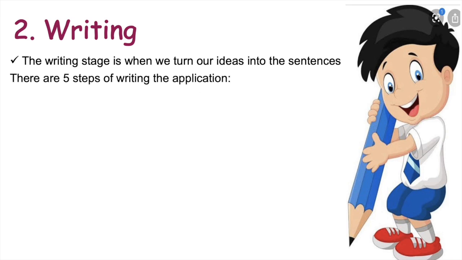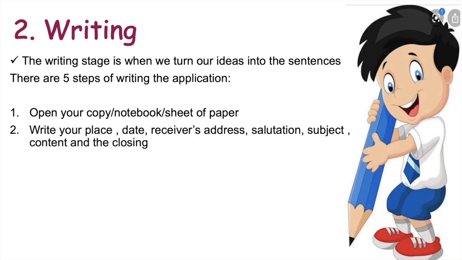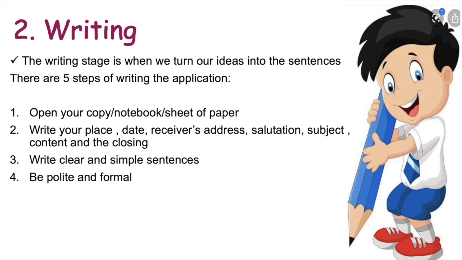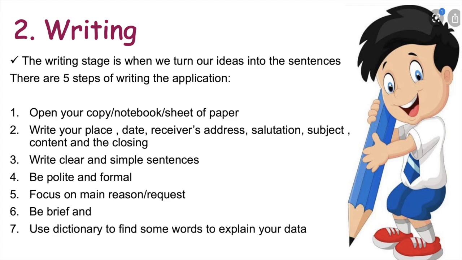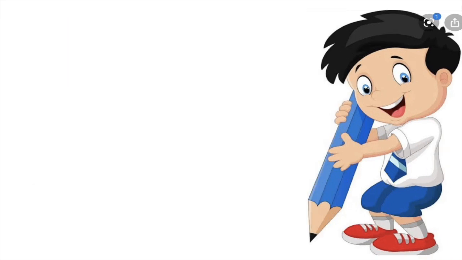Here are 5 steps of writing the application. Open your copy or notebook or the sheet of paper which you will use for the application. Write your place, date, receiver's address, salutation, subject, content and the closing. Write clear and simple sentences. Be polite and formal. Focus on main reason or request. Be brief and use a dictionary to find some words to explain your idea.